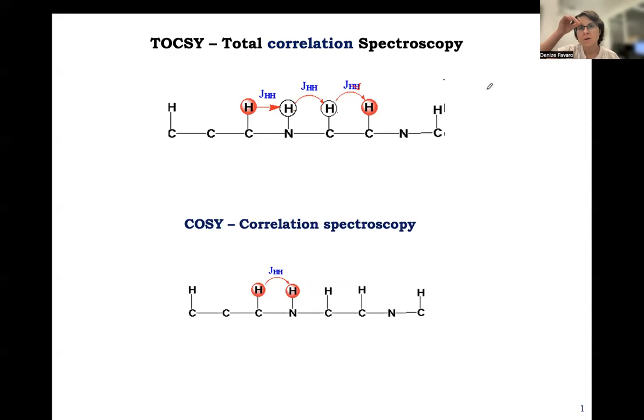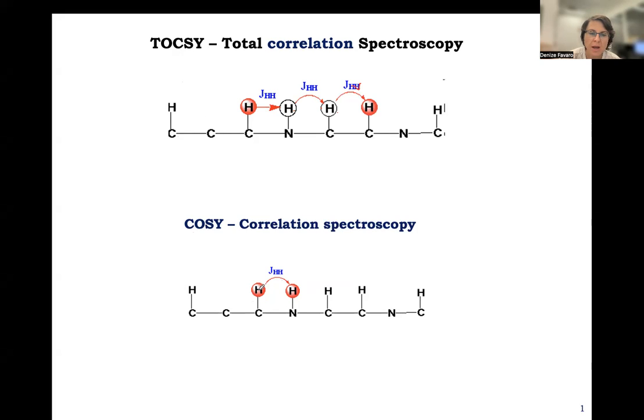Hello everyone. On today's video, I'm going to show you how to run a TOCSY experiment, or a total correlation spectroscopy experiment. And here I'm actually showing the difference between TOCSY and COSY. COSY means correlation spectroscopy. So COSY gives me information of the hydrogens that are directly coupled to each other.